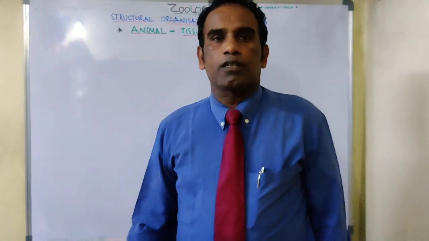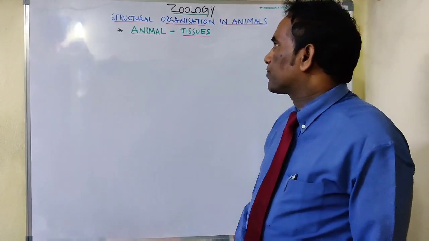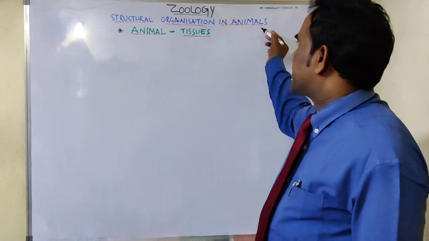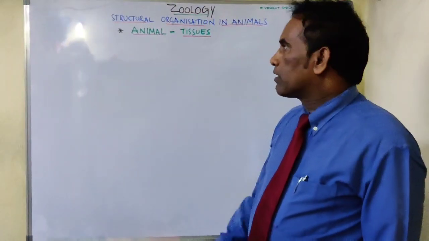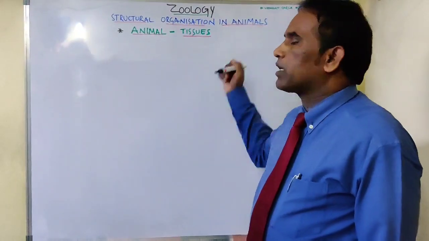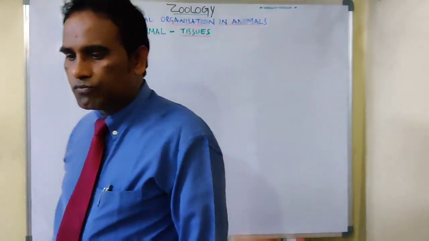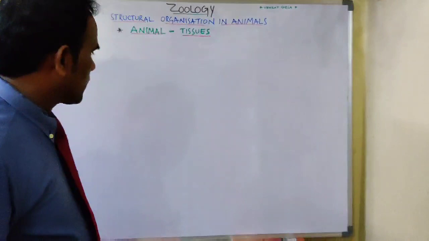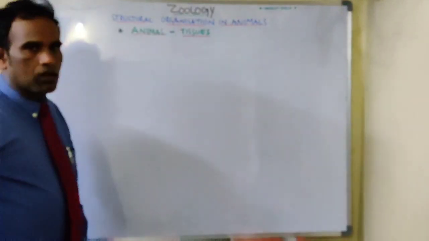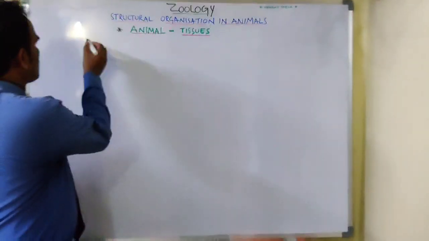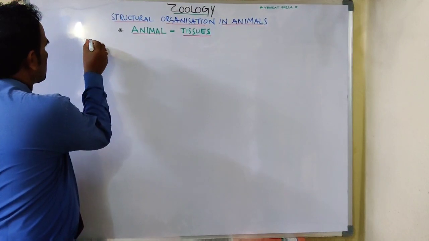Today I am going to discuss a new chapter, Structural Organization in Animals. In that, the subtopic is animal tissue. So let's now talk about animal tissue. Before we discuss the types of tissues and all, let's know what a tissue is. So what is a tissue?